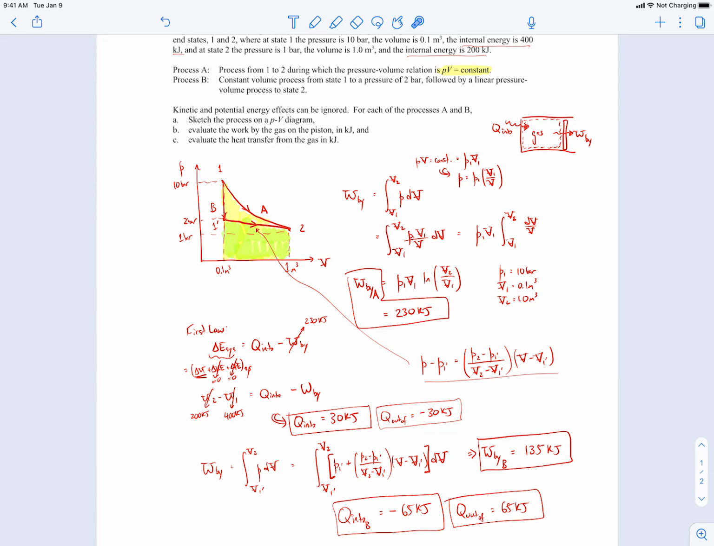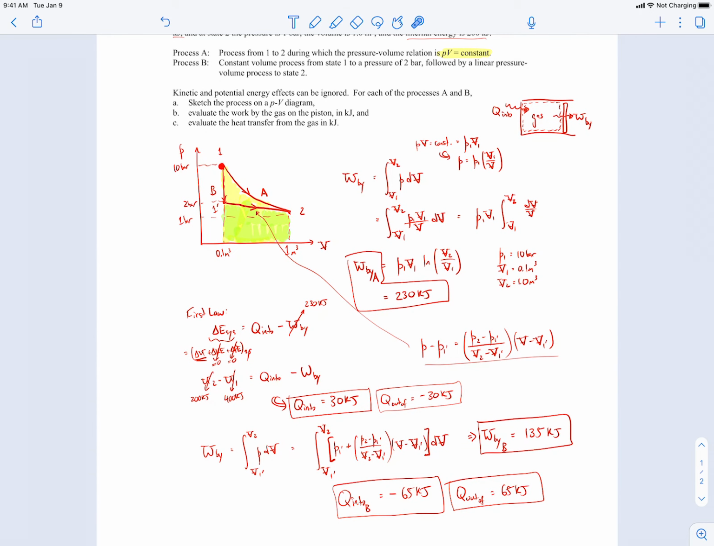To find the work for process B, it's a little more complex. From 1 to 1 prime, the volume doesn't change, so there's no work. From 1 prime to 2, it's a straight line, so I just made use of the equation of a line. Plug that in for our pressure down here. This integral is just more tedious. It's still not hard, but it's tedious. So you get a different amount of work, which is expected since work is path dependent.